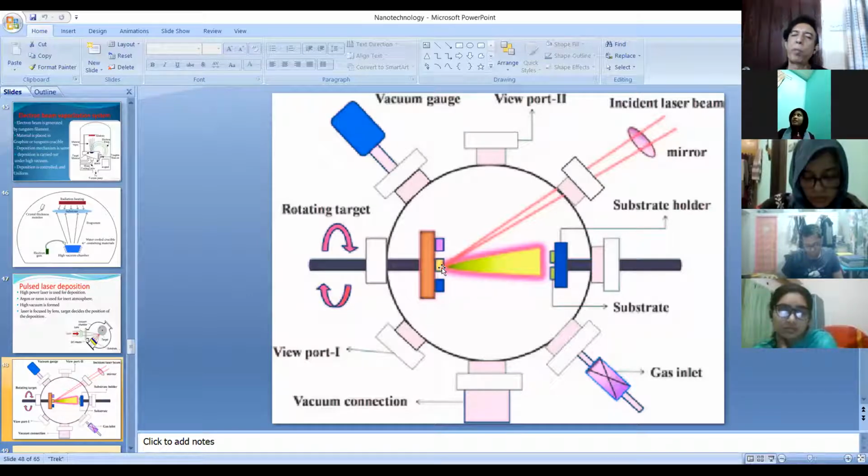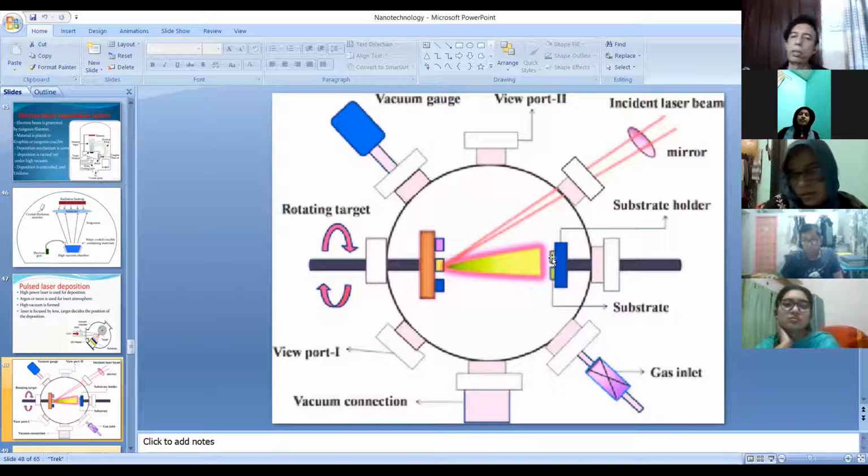It is also called plume, P-L-U-M-E, plume. This plasma will go to the substrate. Why will it go to the substrate? Say, for example, all plasmas are positively charged. Then if you make this substrate holder negatively charged, or if you make this substrate negatively charged, then it will attract the plasma towards itself, and this type of thin film will be produced.